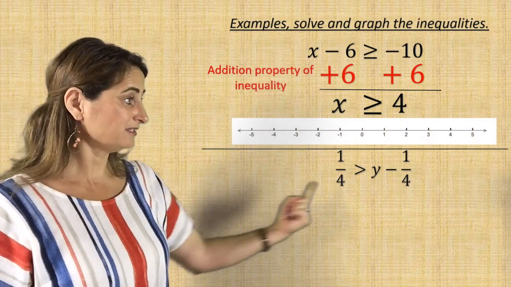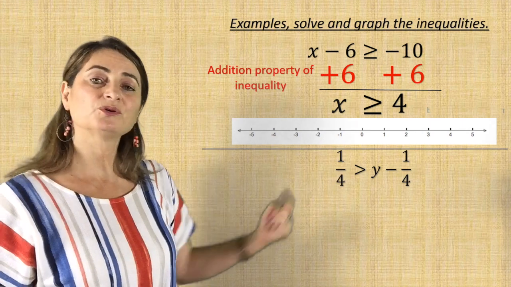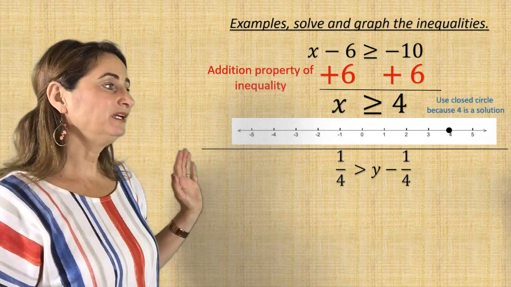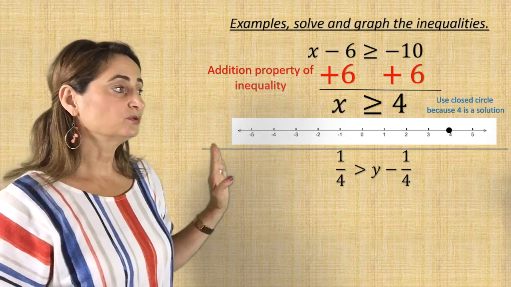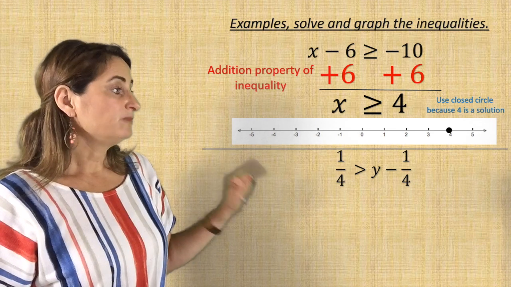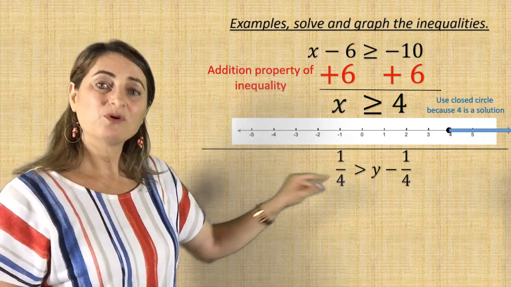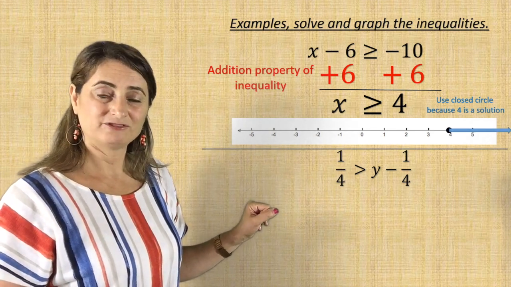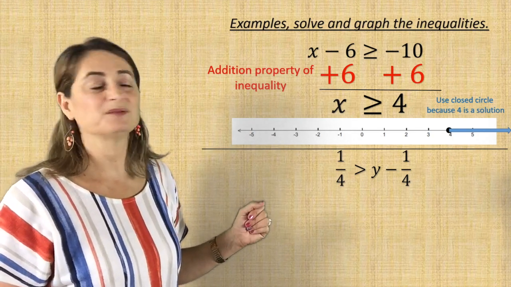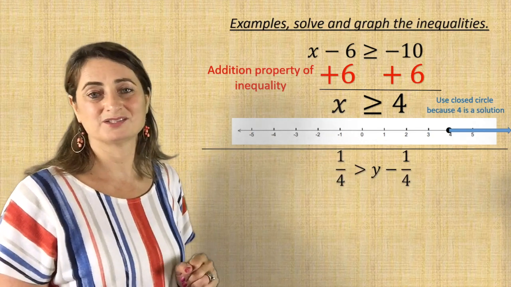To graph this, go to 4 and put a closed circle, if you remember from last lesson, because 4 is a solution. Now I need all the possible solutions that are more than 4, so I'll go to the right. To make sure my answer is right, check one of those solutions. 5, for example, is more than or equal to 4. That's a true statement, so my direction going to the right is correct.